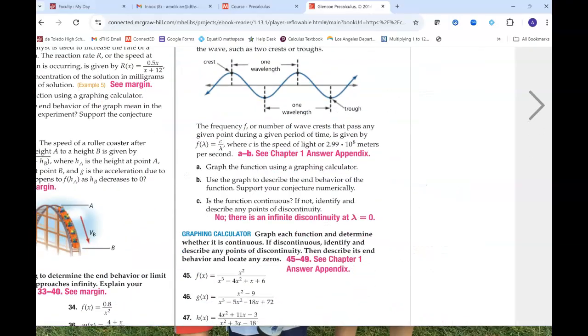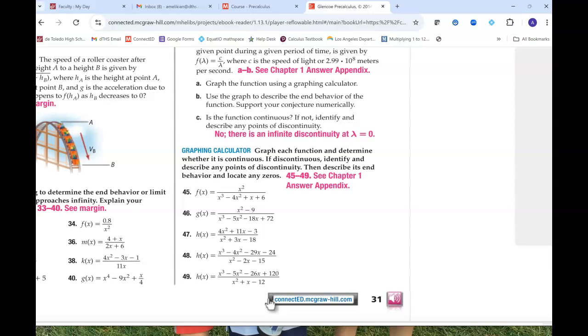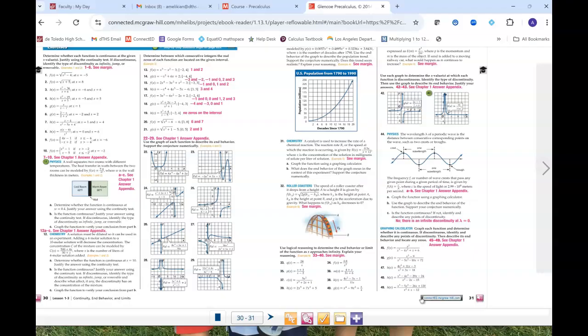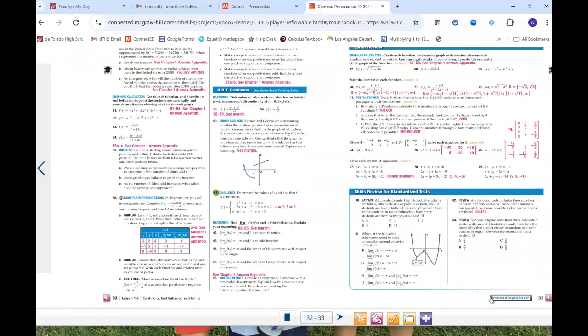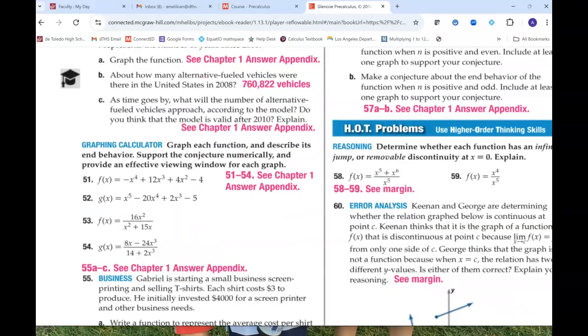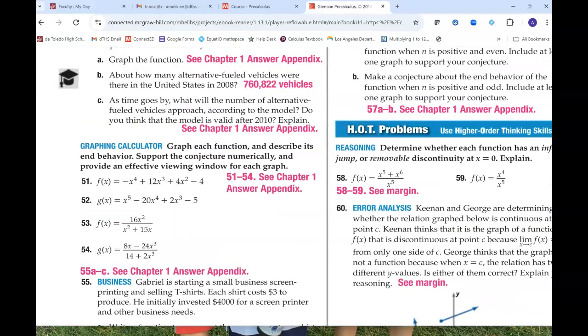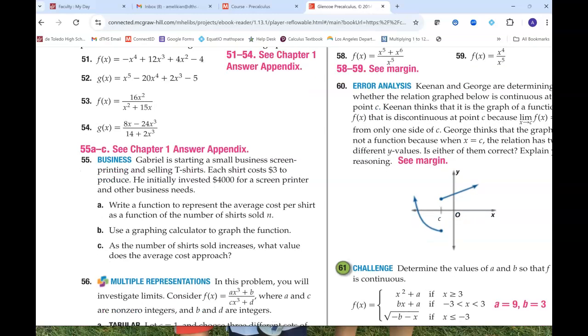And then 45. What's 45? So here again, graph and figure out the discontinuities. 53. Okay, so again, graph and describe its end behavior. So all you have to say is limit of f of x, blah, blah, blah. And then I think the rest are pretty much the same.